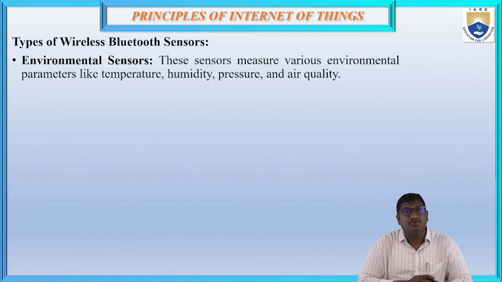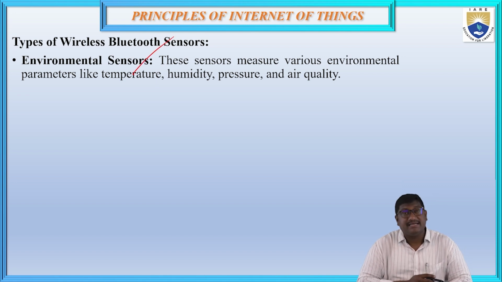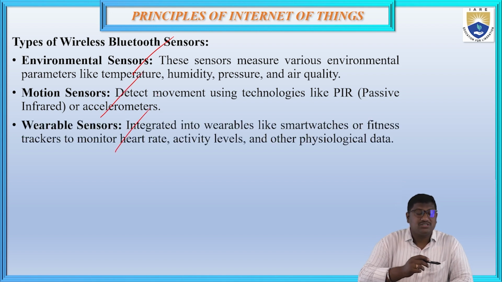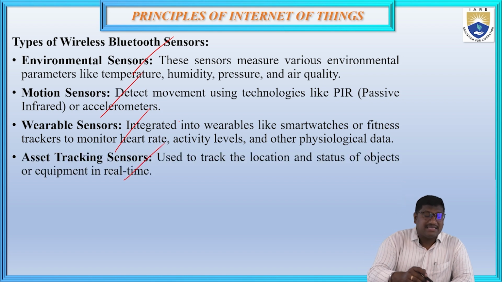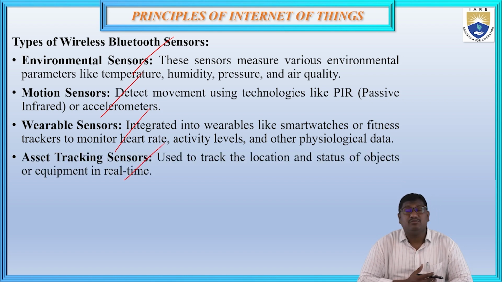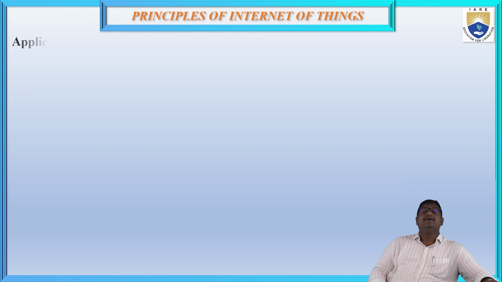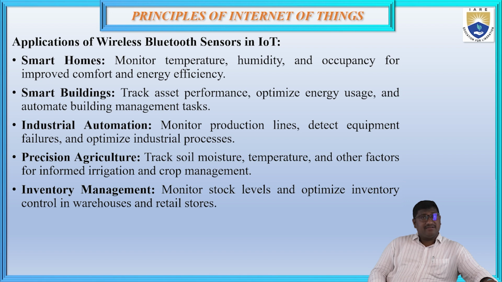And also the types of wireless Bluetooth sensors are environmental sensors, which tell you parameters like temperature, humidity, pressure, air quality. Motion sensors, which detect motion by using PIR, passive infrared, and accelerometers. Wearable sensors, which are used to know about the heartbeat, how much distance I traveled, and physiological data. And also asset tracking systems, to know about the asset moving from one place to another, the location and status of that particular equipment. The applications are smart homes, smart buildings, industrial automation, precision agriculture, inventory management.